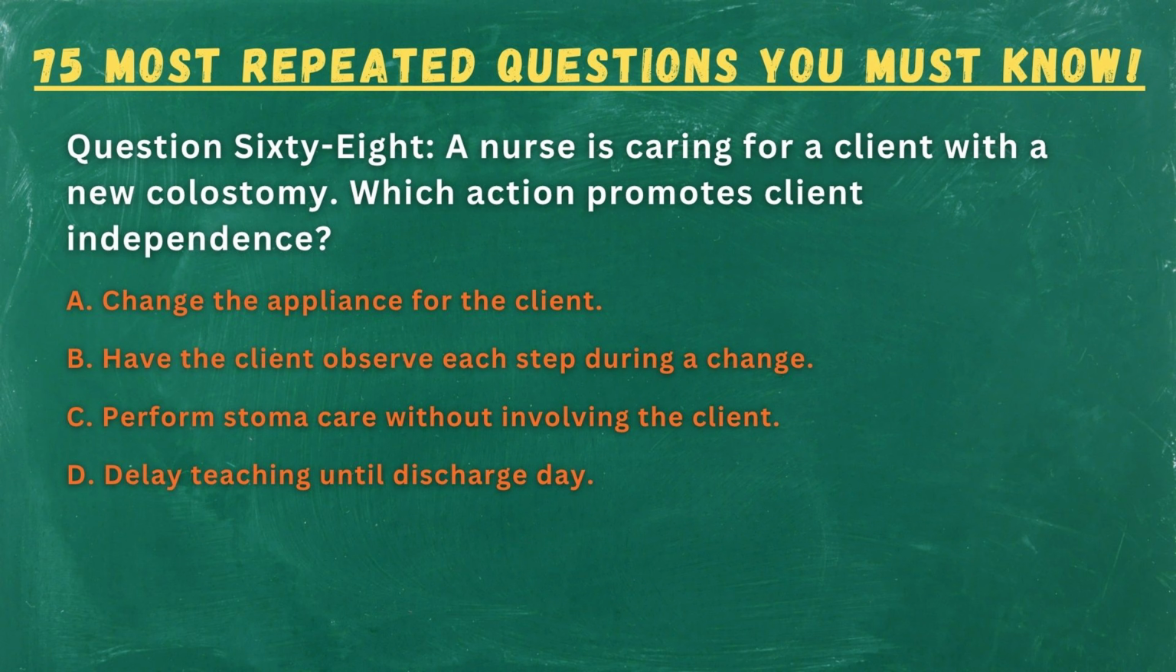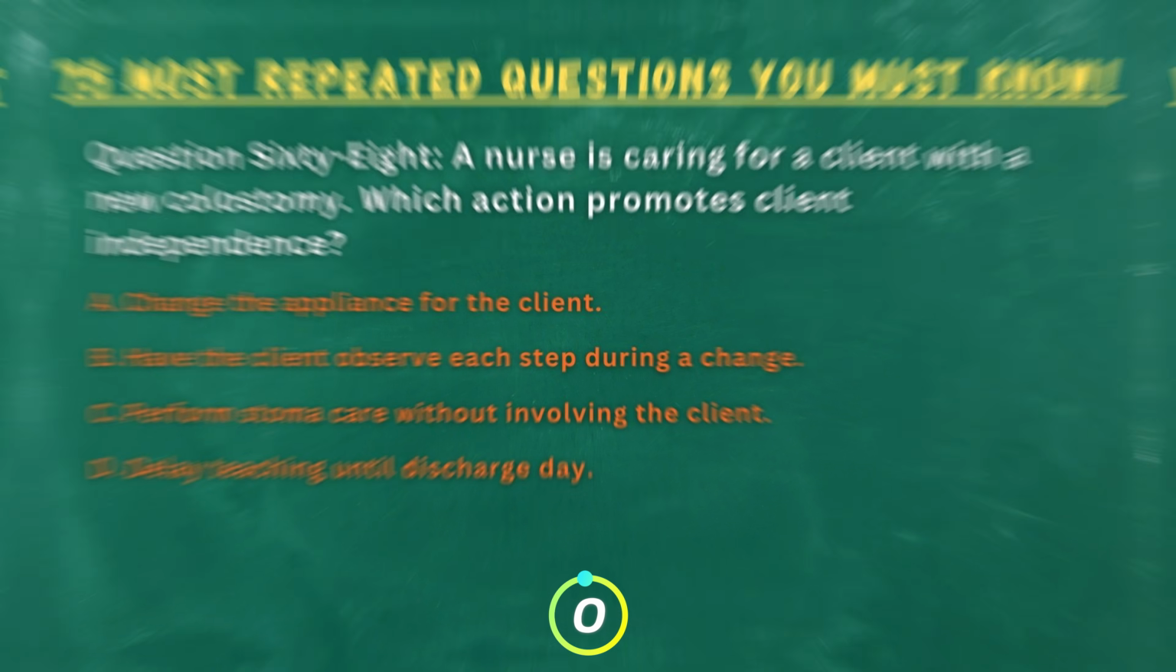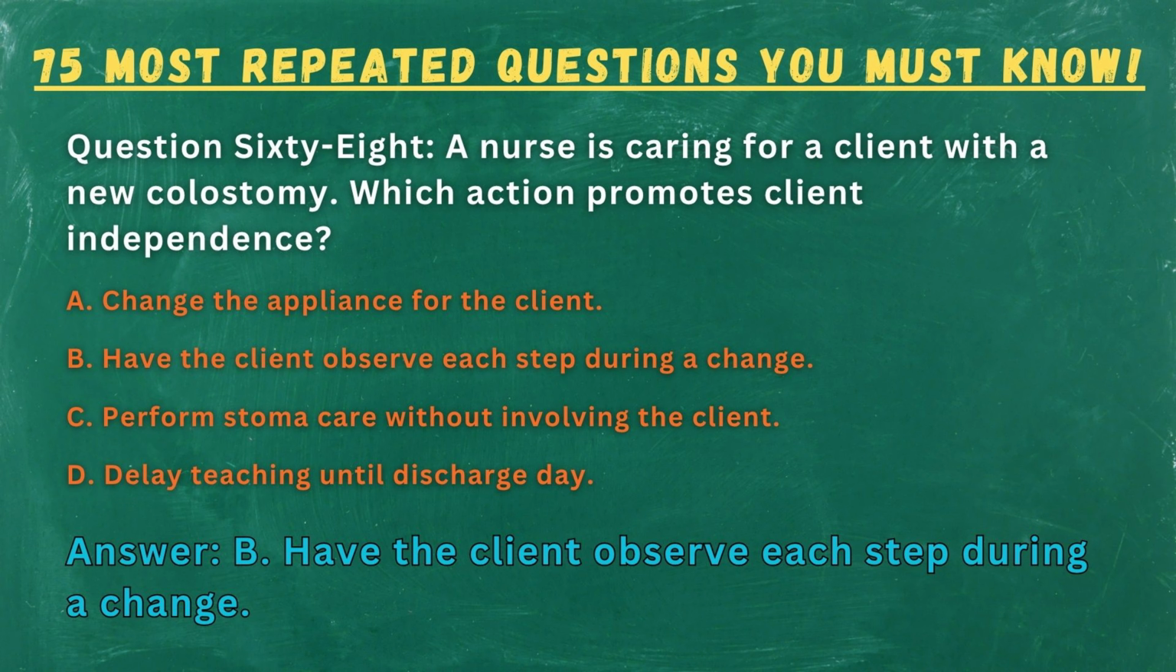Question 68. A nurse is caring for a client with a new colostomy. Which action promotes client independence? A. Change the appliance for the client. B. Have the client observe each step during a change. C. Perform stoma care without involving the client. D. Delay teaching until discharge day. Answer: B. Have the client observe each step during a change.